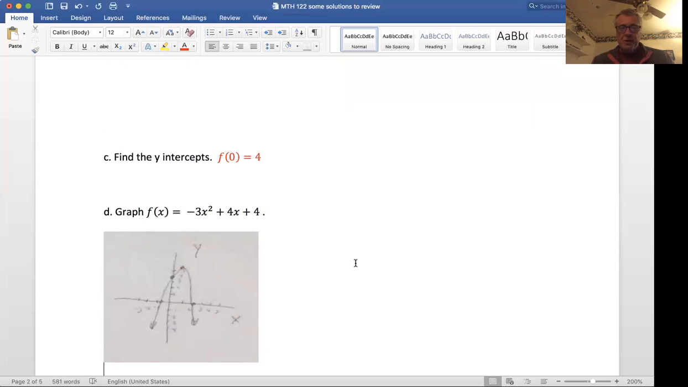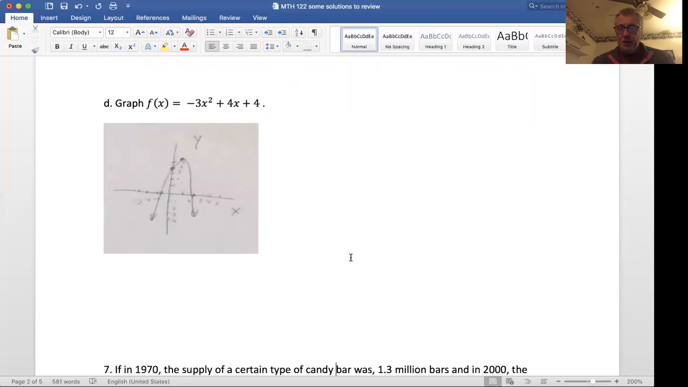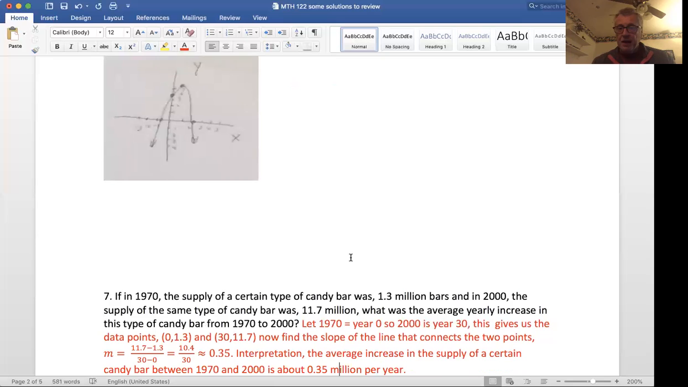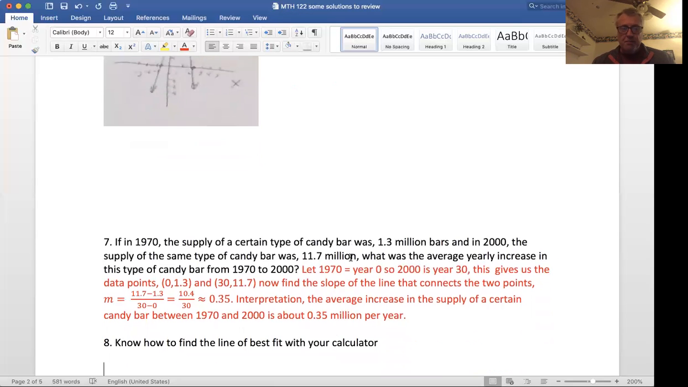To find the y-intercept, we let x equal 0 and find f of 0, and we get 4. And so to graph, my graph didn't show up as well as I wanted it to. We have an x-intercept at minus 2/3, another one at 2. We have a y-intercept at 4, and the vertex is at 2/3, 16/3. And our end behavior is going down because we have a negative leading term.